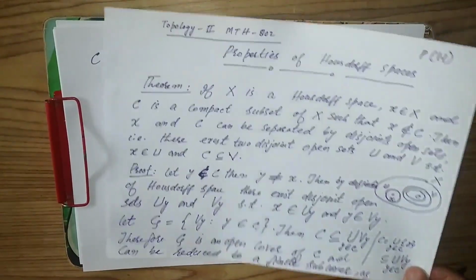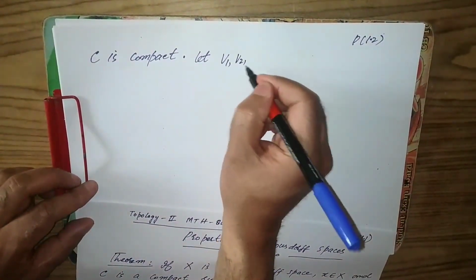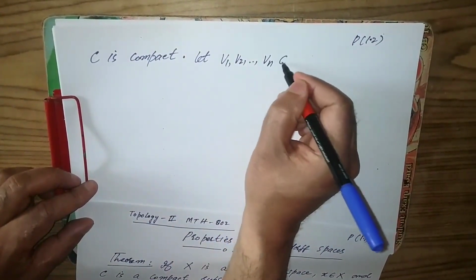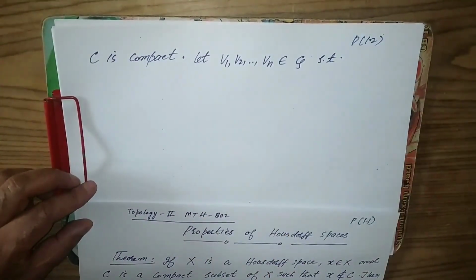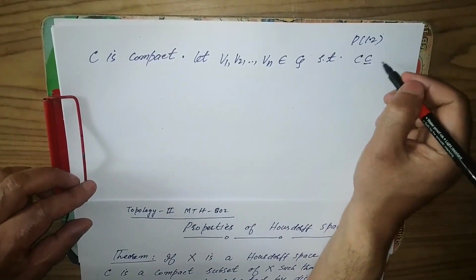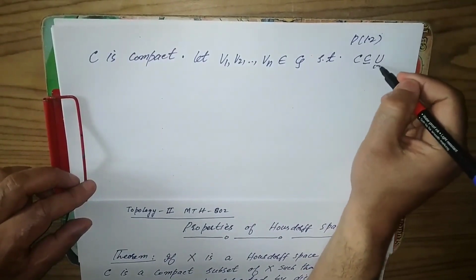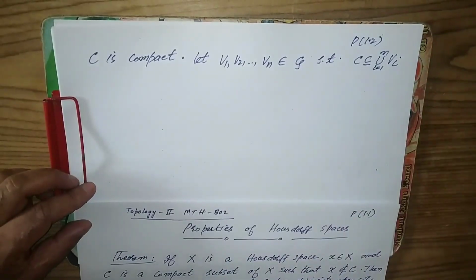So let V1, V2 up to Vn belong to C, such that C is a subset of the union, i runs from 1 to n, Vi.